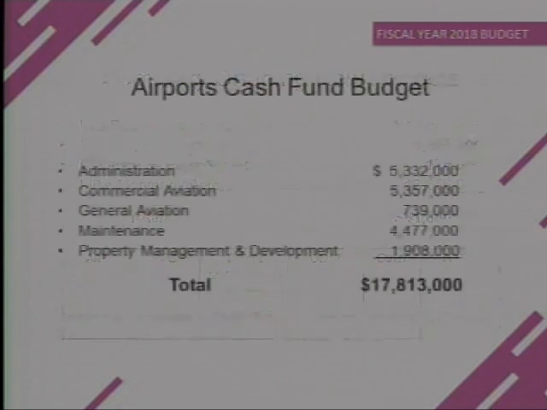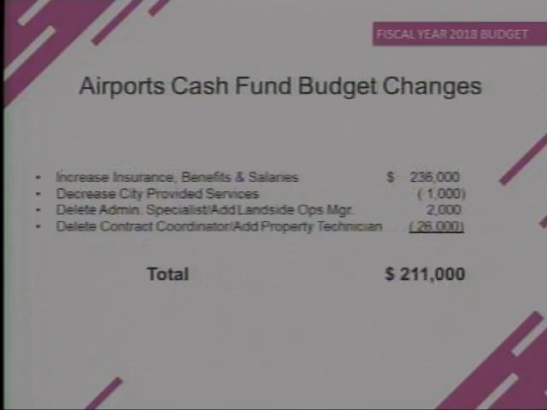And looking at the airport's cash fund, we organize it by our lines of business. So again, we have $17,813,000, and this is the third year in a row that we're not anticipating any net new positions at the airport. However, we do have a few changes in the budget, and we're increasing, Karen, if you'll go to the next slide, we're increasing insurance and benefits and salaries.